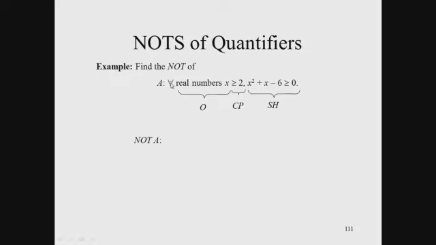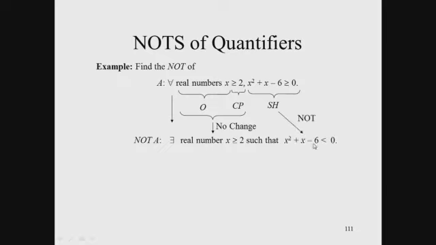Well, the for all changes to there is. The object with a certain property does not change. And then you take the negation of the something that happens. It is not true that x squared plus x minus 6 is greater than or equal to 0, or in other words, x squared plus x minus 6 is negative. Notice that the for all changes to there is, and the comma changes to the words such that.